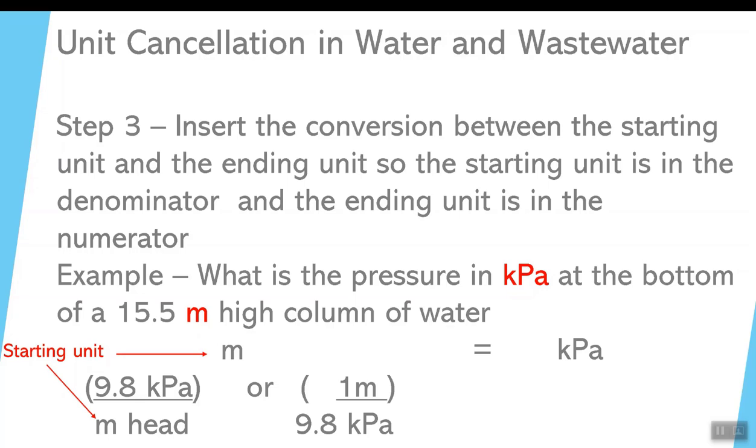5 divided by 5 is 1. 20 divided by 20 is 1. All those numbers work out to 1 if they divide by themselves. So if you want to get rid of that starting unit, that unit has to be in the bottom. The ending unit has to be on the top. And in this case, we want kilopascals to be on the top, so we use the first conversion option.